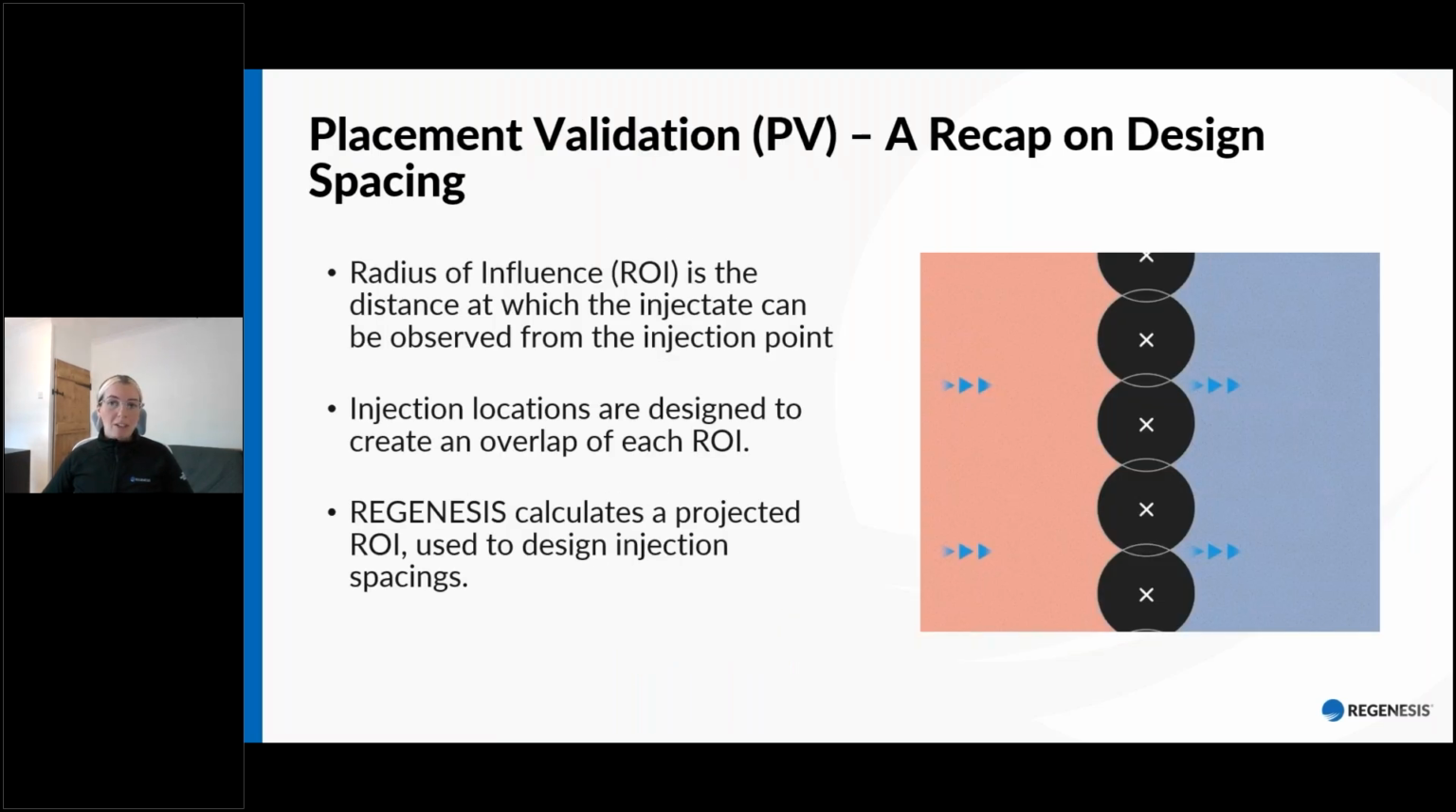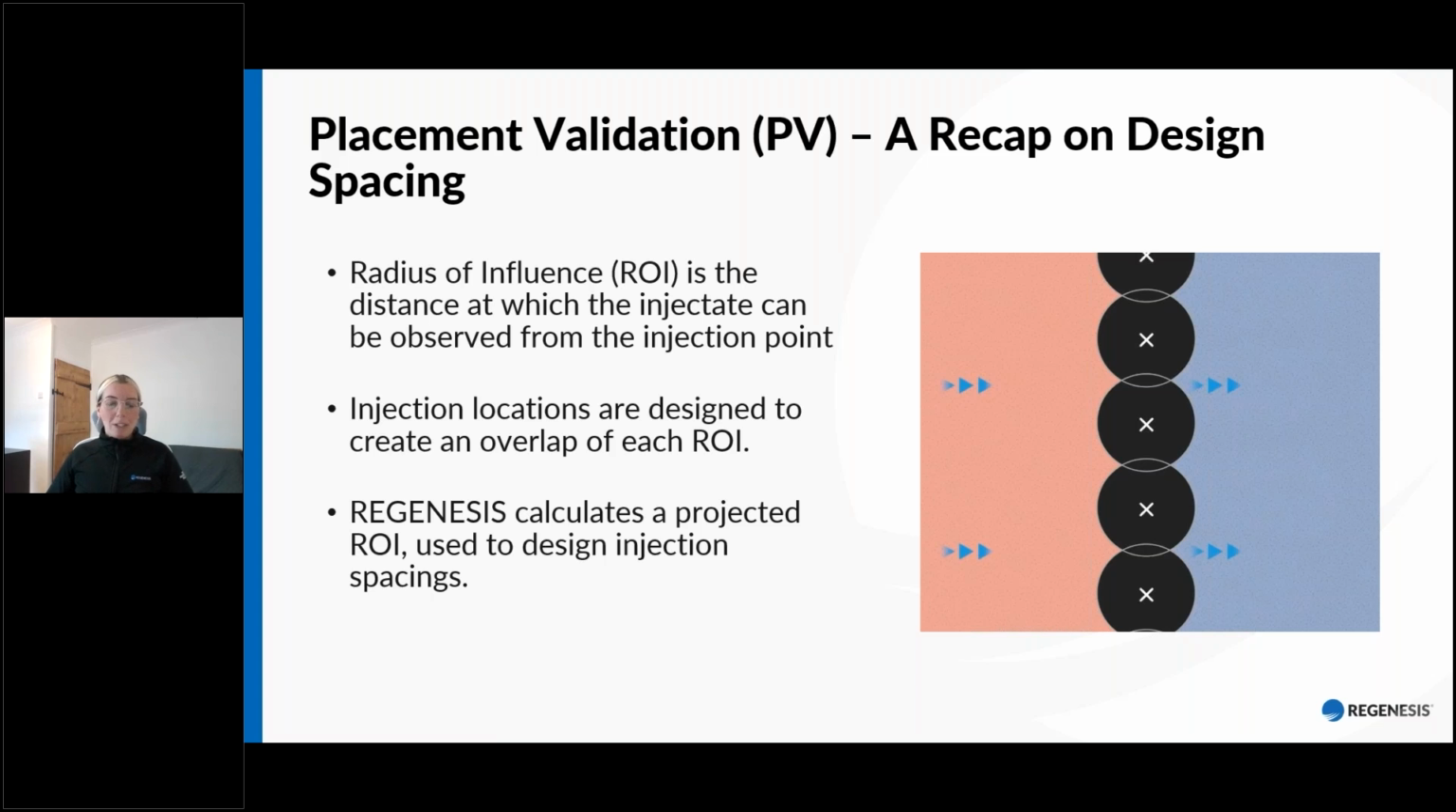So as Jim mentioned earlier, ROI is the distance at which the injectate can be observed from the injection point. To achieve uniform distribution laterally across the target area, injection locations are designed to create an overlap of each ROI, seen in the image on the right. By creating interlocking ROI, it ensures that all areas receive an effective dose. And REGENESIS calculates a projected ROI, and that differs by substrate and the volume of the injectate, and that's used to design our injection spacings in grids and barriers.